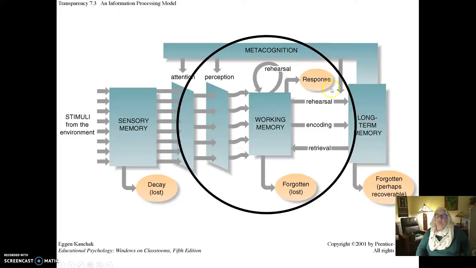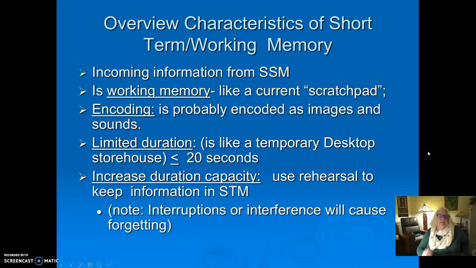There's some processes involved, as you can see with these arrows going back and forth, and I'll come back and we can talk about those. But let me give you some of the major characteristics of short-term memory. I've written them out because I think it's important for you to both visually see them and hear me talk about them. It's a working memory. You could think of it like a computer scratch pad, or the file on your computer that's open where you're typing things in.